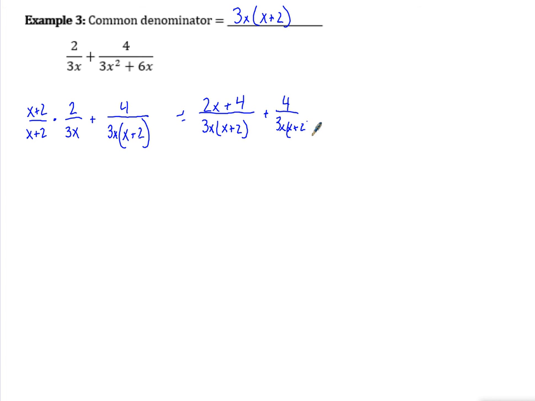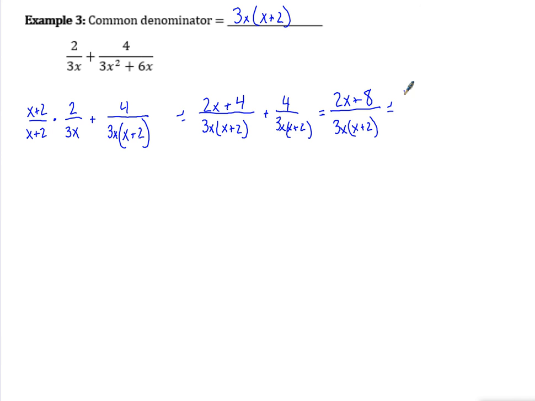Okay, so on the top I add, so this would be 2x plus 8, and then on the bottom I'm going to leave it as 3x times x plus 2. If you can factor anything to simplify, you should.